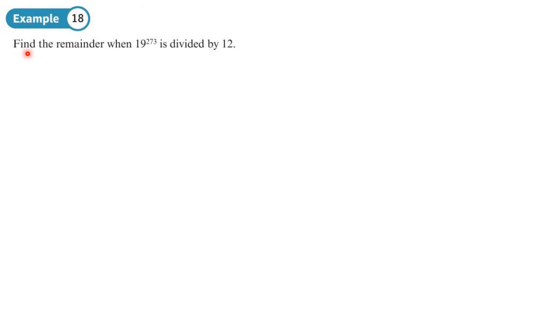Okay, so this question says find the remainder when 19 to the power 273 is divided by 12. So as soon as you see divide by something, it tells you what modulus you're working in. This is going to be mod 12, and whatever remainder we get at the end is going to give us the answer. So 19 to the power 273 is what we want to find the remainder of.